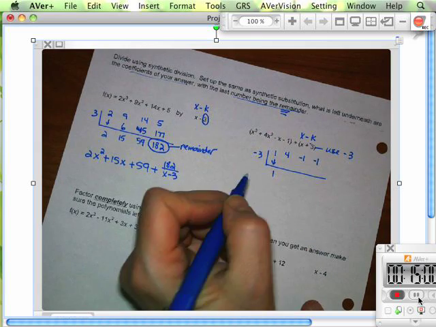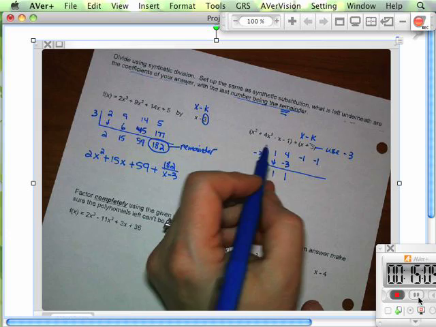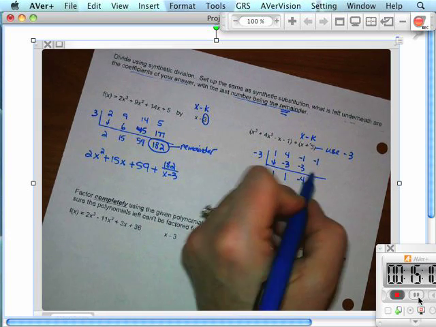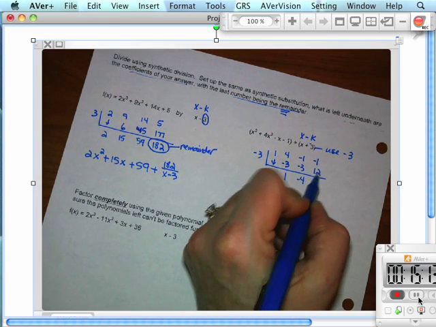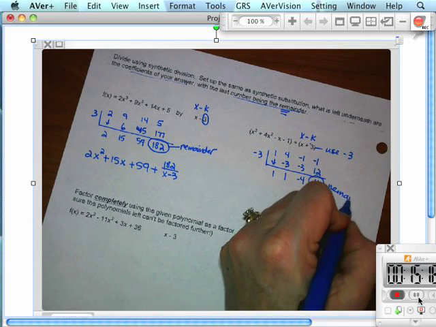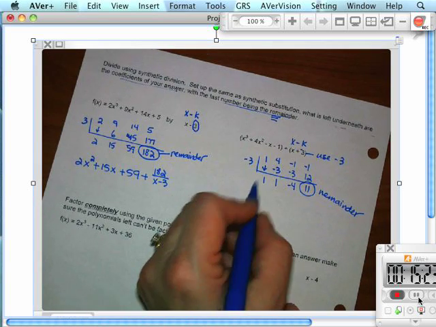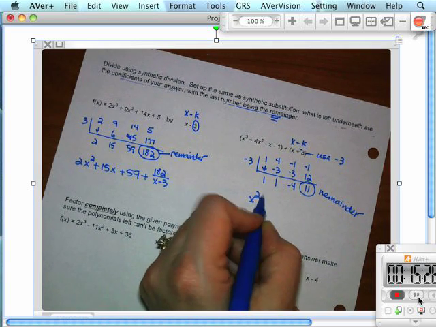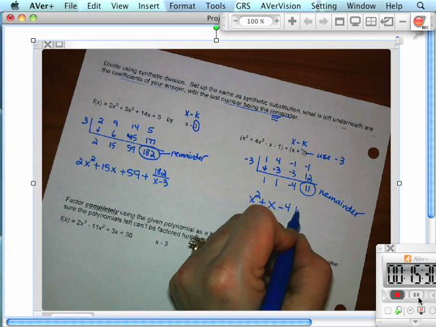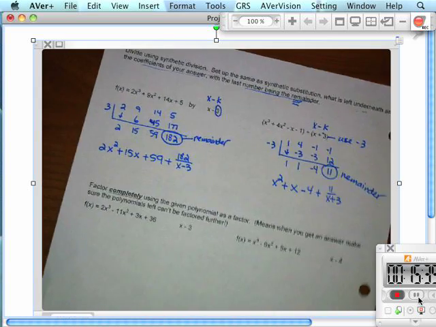Negative 3 times 1 is negative 3. Add 4. Negative 3 times 1 is negative 3. Add those together, it's negative 4. And negative 3 times negative 4 is 12. And I have 11. This is my remainder. This is the trinomial that will be my answer. So, coefficient of 1, so it's just x squared. Another coefficient of 1 is just x minus 4 plus 11 over x plus 3. There we go. Beautiful, isn't it?